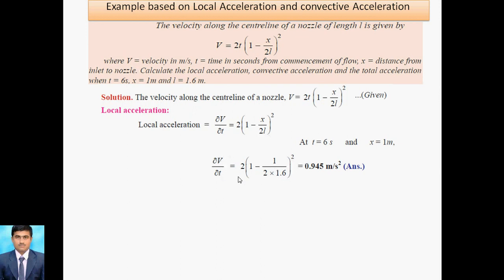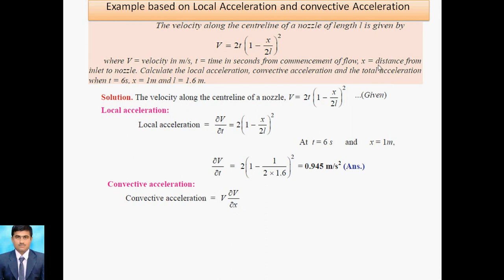So after that we will get the value of ∂v/∂t. This is called the local acceleration. Now we move to the value of convective acceleration. As you know the relation, v ∂v/∂x. Here we take it with respect to x because it is clearly mentioned that x is the distance from the inlet of the nozzle. That's why we can take the differentiation with respect to x.